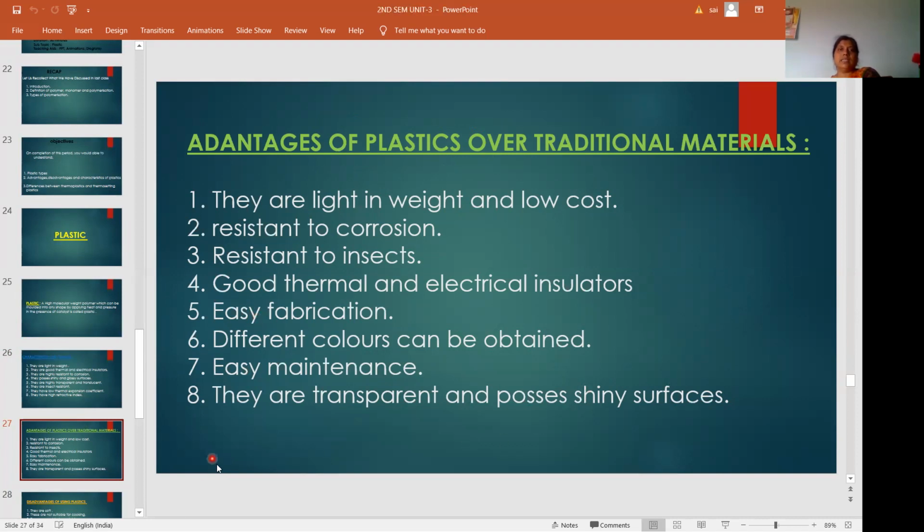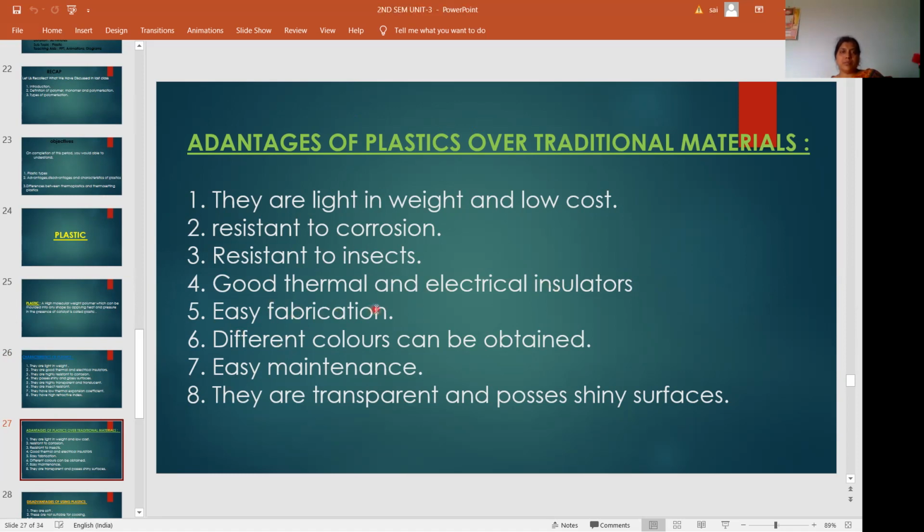First, they are light in weight and low cost. They are light in weight and their cost, meaning rate, is very low. Resistant to corrosion: they will not undergo corrosion. Resistant to insects: they are not at all affected by insects. Good thermal and electrical insulators. This is also a good advantage, whereas iron is a conductor. Plastics are good thermal and electrical insulators. Insulator means current will not pass.